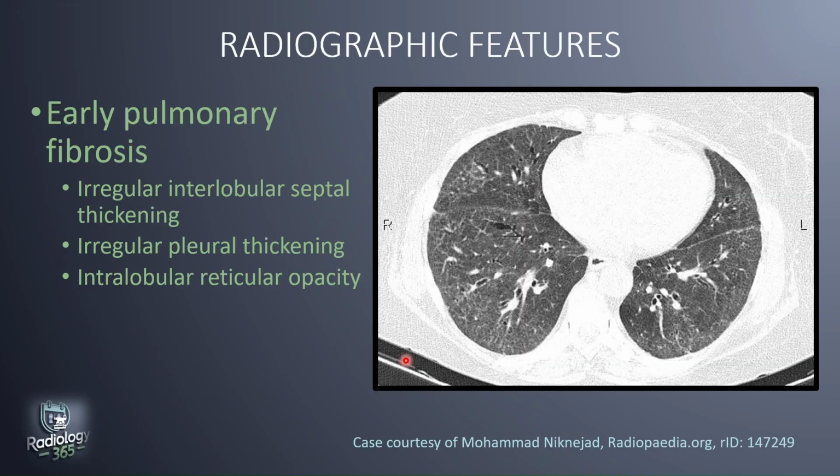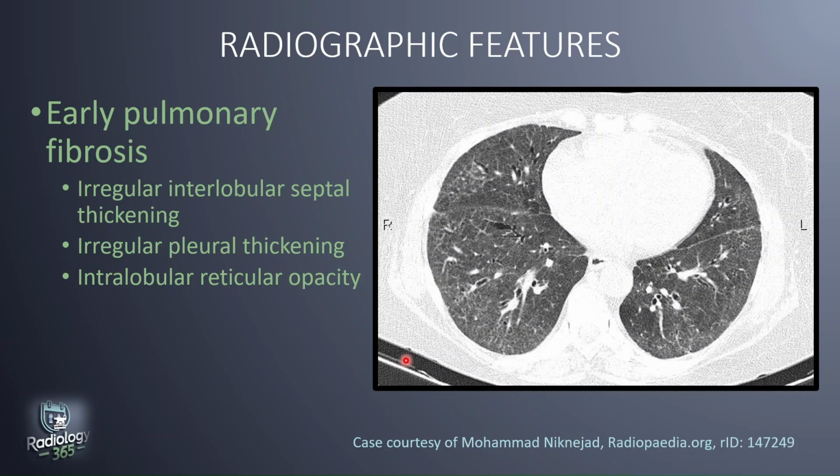So, what are the radiological features of fibrosis? In the early stages, you may have very subtle findings like irregular interlobular septal thickening, irregular pleural thickening, or intralobular reticular opacities. Reticular opacities are linear opacities, so you may just see some linear opacities in the lungs.